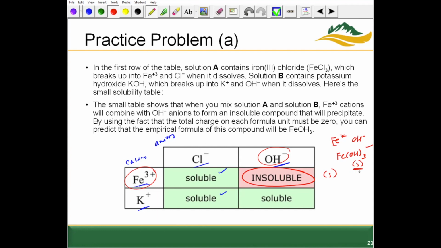How do we name this then? Let's practice that. This is iron in its 3 plus state, so we have to write out iron Roman numeral 3. This hydroxide is a polyatomic anion, so we don't change the name, we just leave it as is. So iron(III) hydroxide. Now let's continue on to the next set of problems.